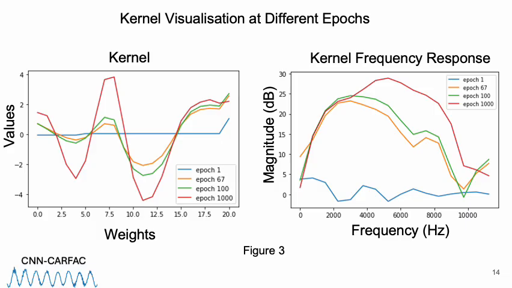And for any speech processing application, we need to look at the frequency response. So the right panel is the frequency response of the left one, the kernel frequency response, again for different epochs. For epoch 1, again nothing is happening, but after the model is well trained, we can observe this bandpass behavior of the CNN kernel, which is desired.